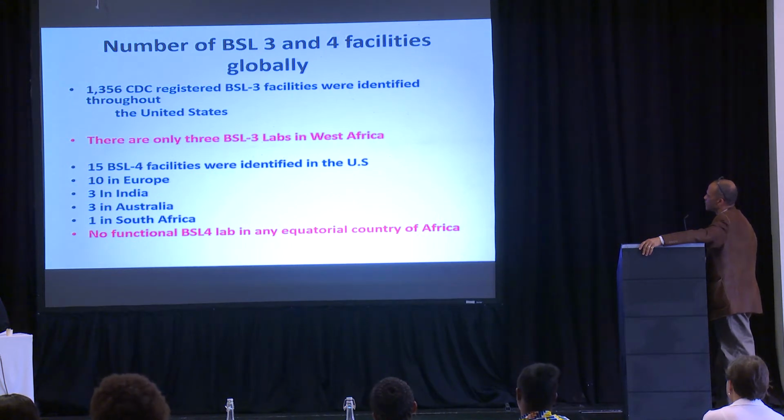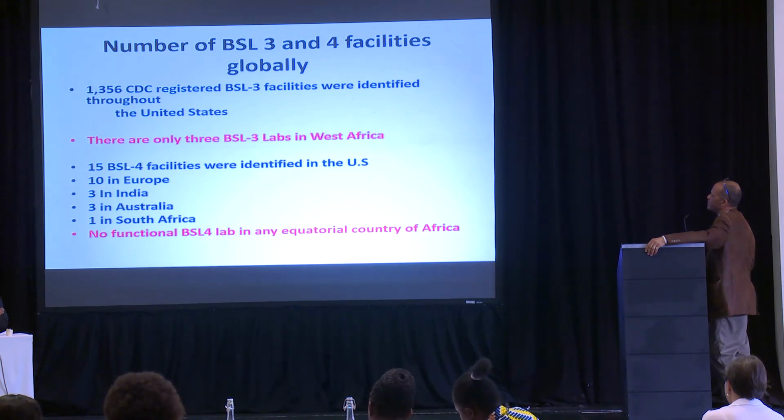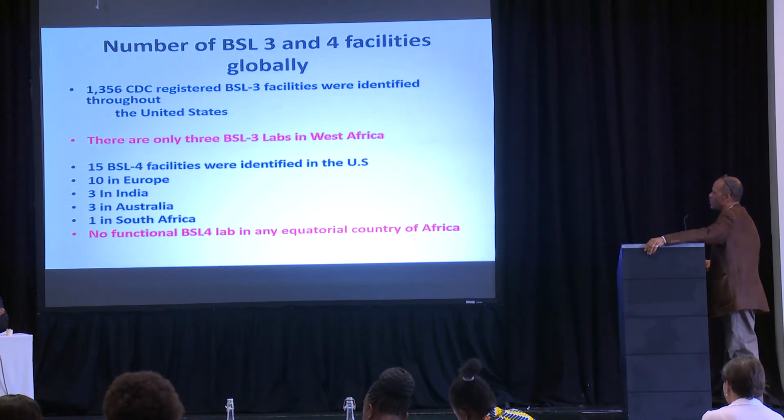But when you look at the global distribution, there are 1,356 BSL-3 biocontainment facilities identified in the United States. And in West Africa, or Africa, where we see most of the emerging infectious diseases that are capable of causing a public health emergency, there are very few. We only identified 3 labs in West Africa. We found 15 BSL-4s in the United States, 10 in Europe, 3 in India, 3 in Australia, and only 1 in South Africa. There is no functional BSL-4 anywhere in equatorial Africa.